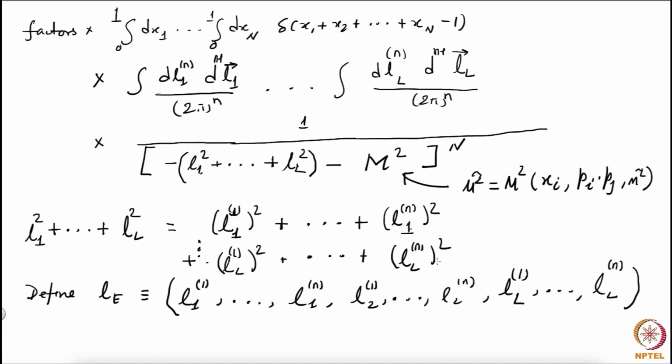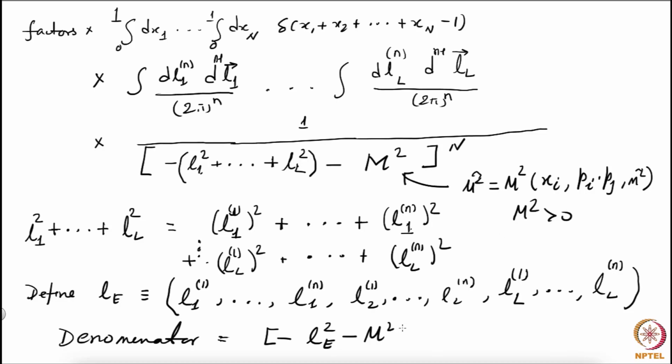That's a new vector. So what's in the denominator? This just becomes LE square. So the denominator is minus LE square, L Euclidean square, minus m square, also check that m square is positive, power n. Okay, that's your denominator. Let's look at the numerator.